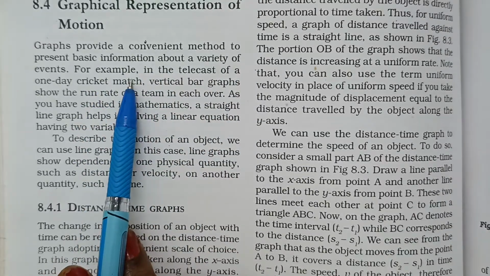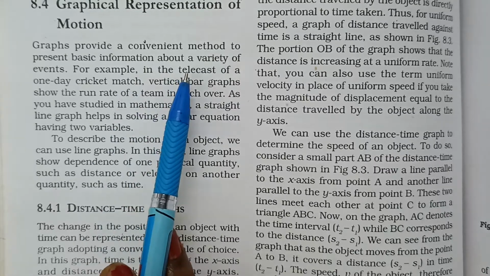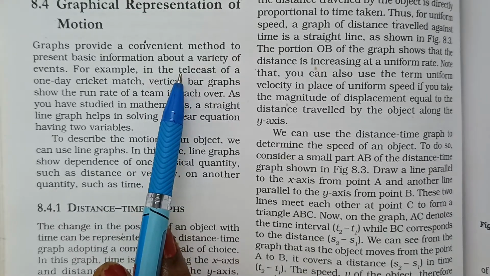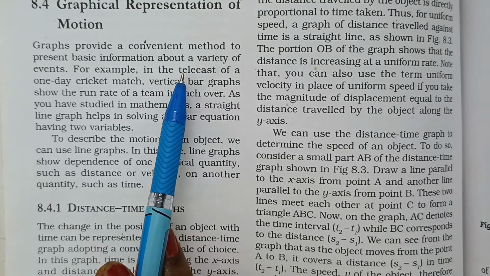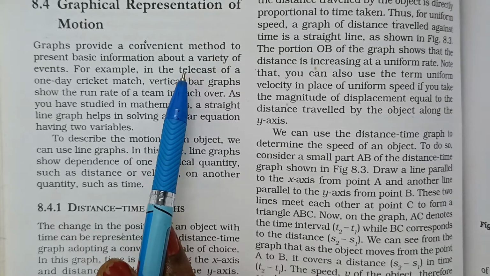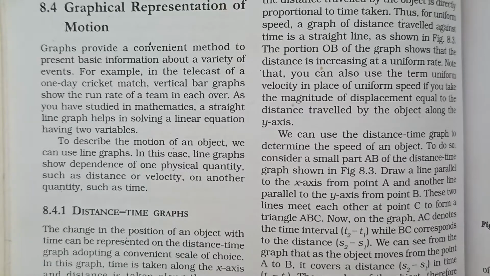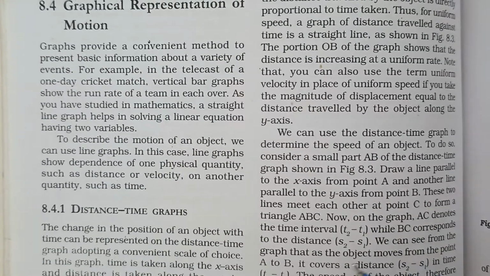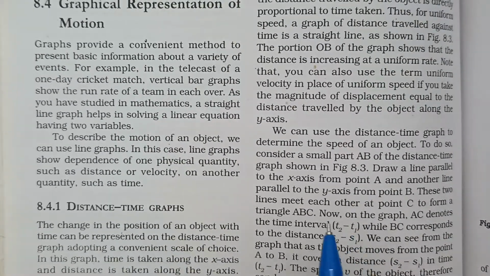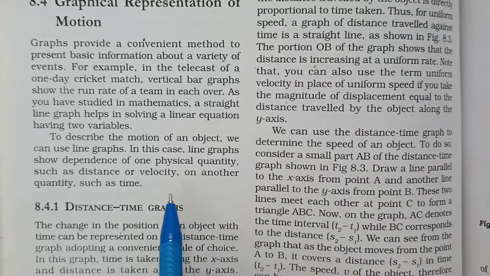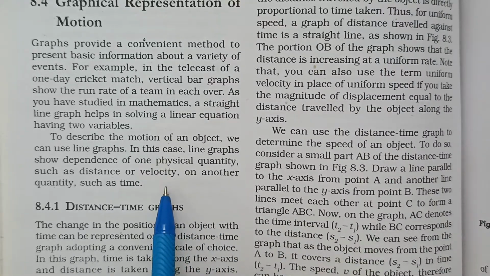For example, you must have seen a graph showing the runs scored per over by a cricket team on your TV, isn't it? The vertical bar shows the runs scored by a team in different overs. You all watch TV, you all watch cricket, so you all must have seen this. This type of graph is known as bar graph.